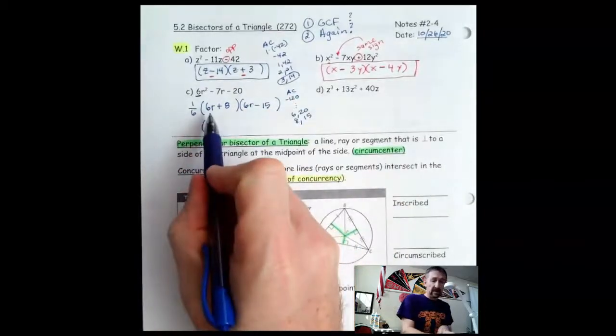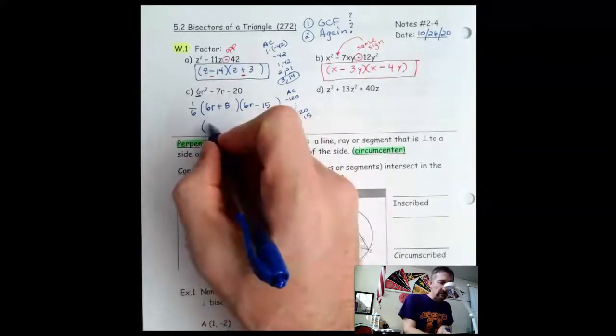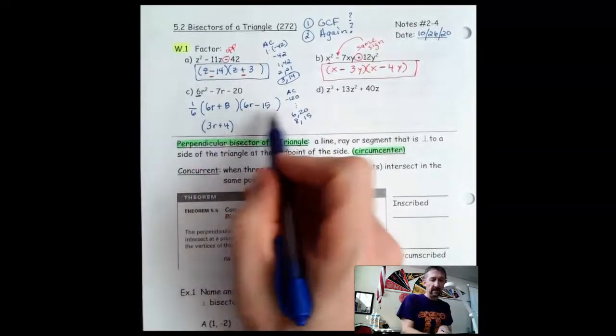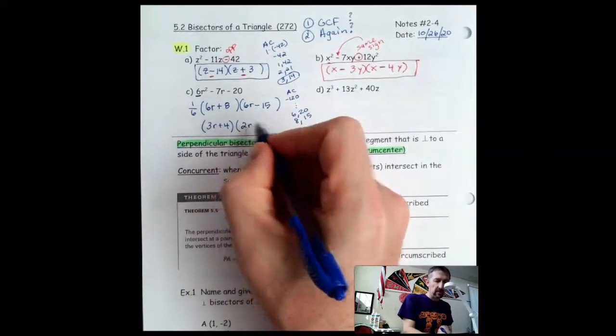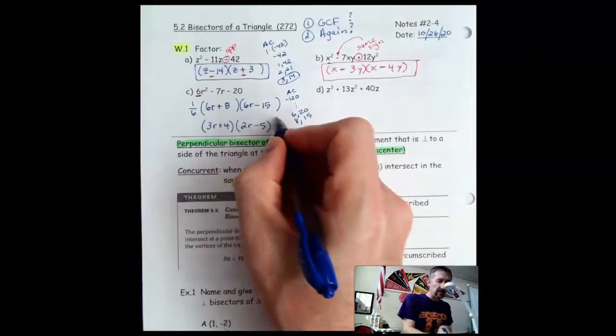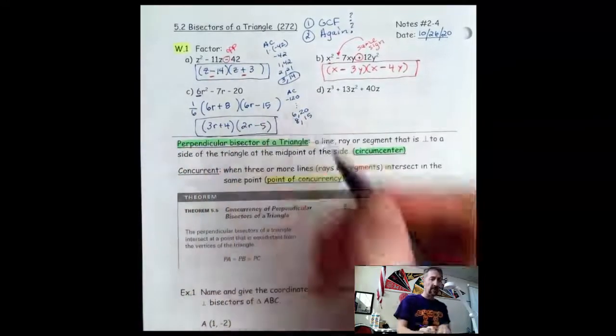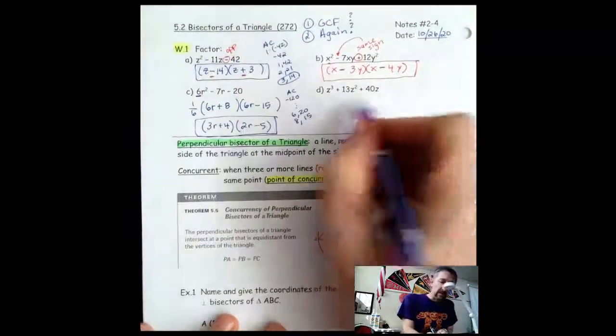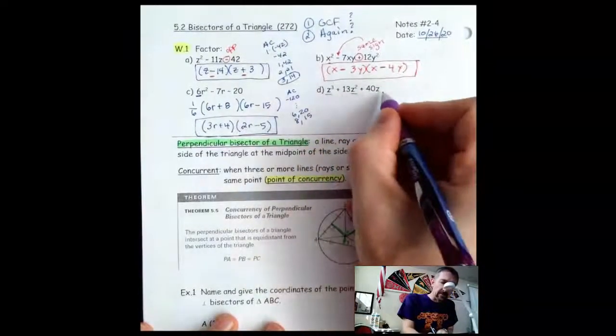Now, here we're going to factor out a 2. So that's going to leave us with 3r plus 4. And here we're going to factor out a 3, which is going to leave us with 2r minus 5. Okay, so that is that. Now, here we do have a GCF.